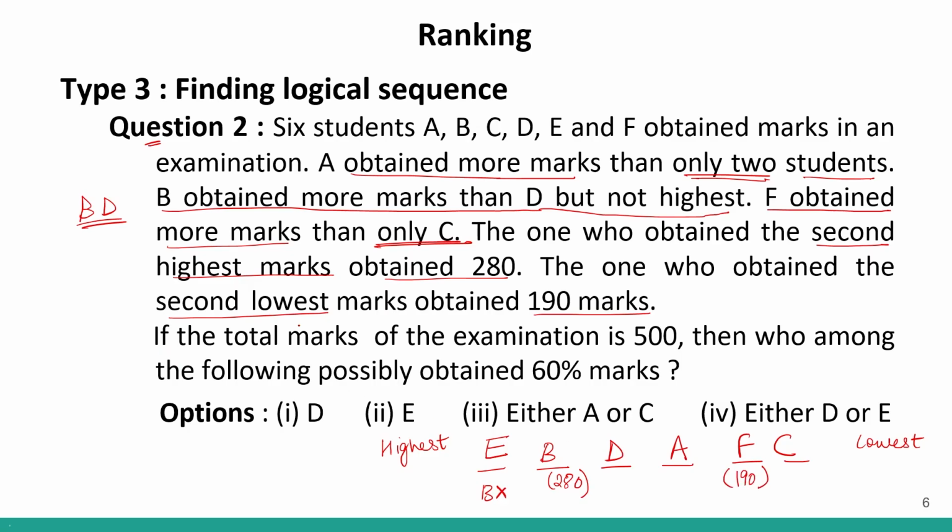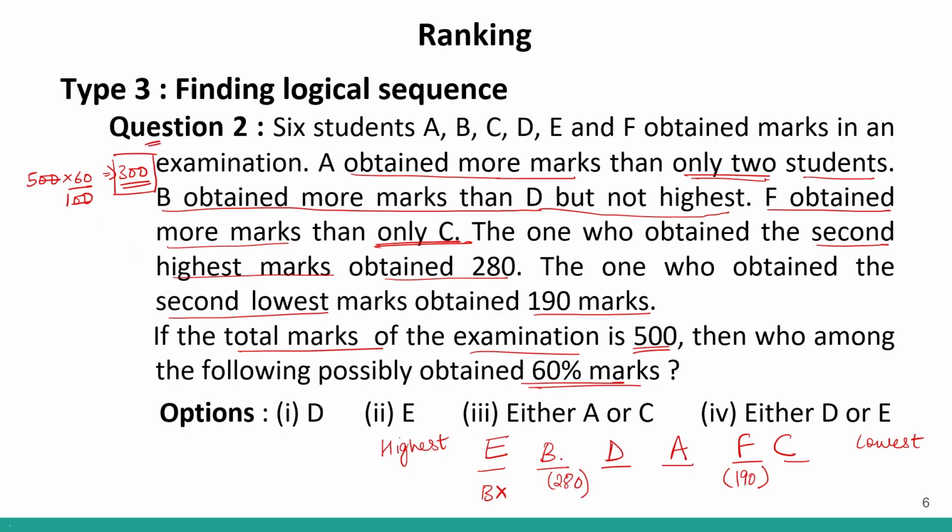The question says that if the total marks of the examination is 500, then who among the following possibly obtained 60% marks? So out of 500, what will be 60%? This will cancel. We will get 300. So basically, we have to find out who amongst the following can score 300 marks.